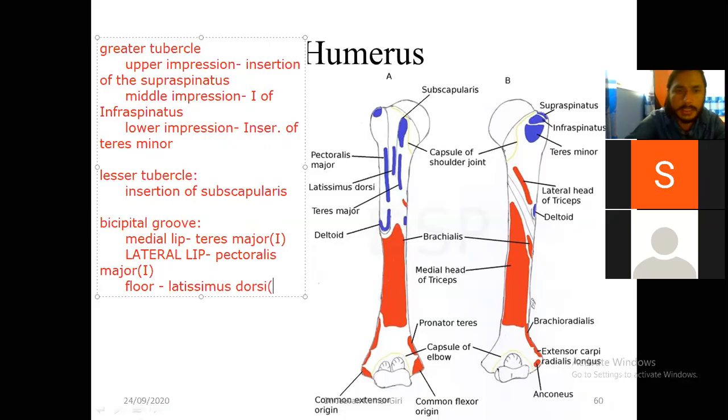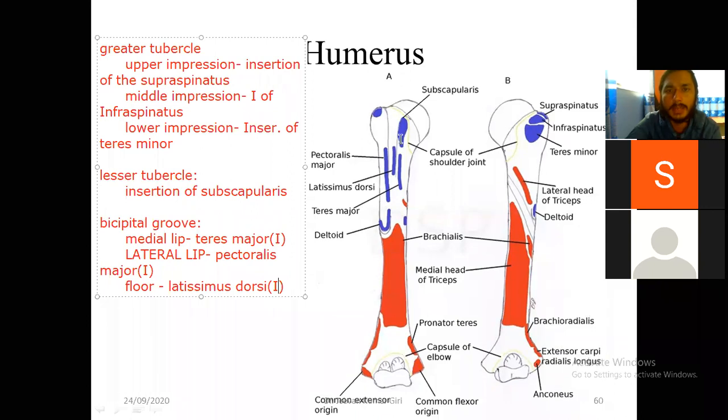So this is again the insertion. Are you getting it? The bicipital groove is the groove in between the two tubercles, isn't it? That sulcus is the intertubercular sulcus or bicipital groove. So there is the lateral lip of the bicipital groove, the medial lip of the bicipital groove, and in between is the floor. In the lateral lip there is the insertion of pectoralis major.